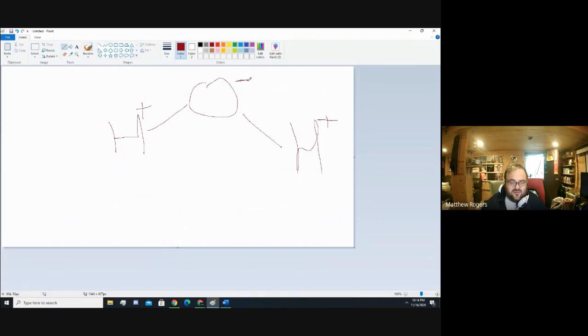The O is negative because the oxygen is a bully, and he holds on to all the extra electrons that he's supposed to be sharing with hydrogen, but he refuses. And so this is going to be negative. This is going to be positive.